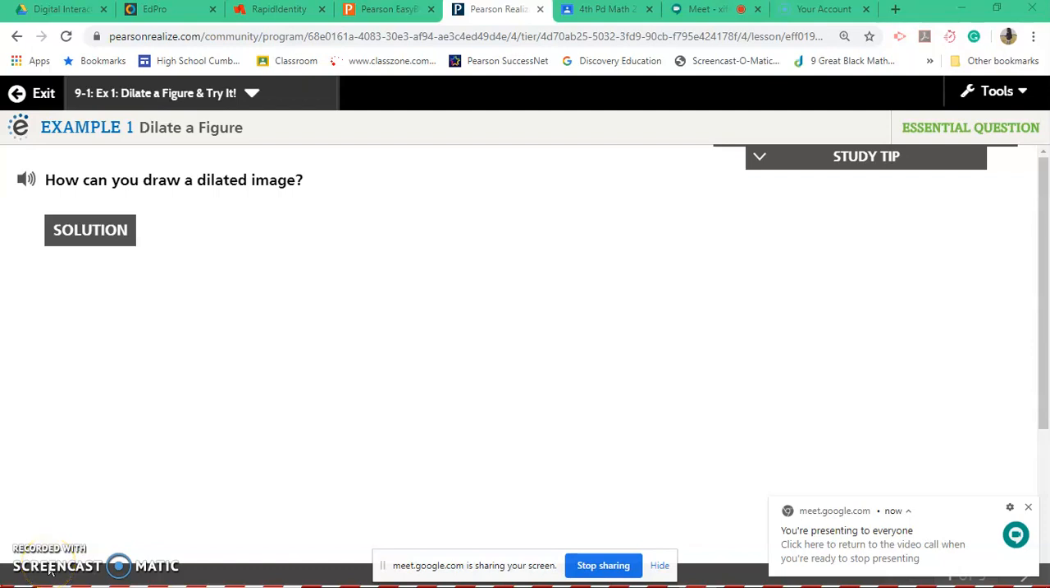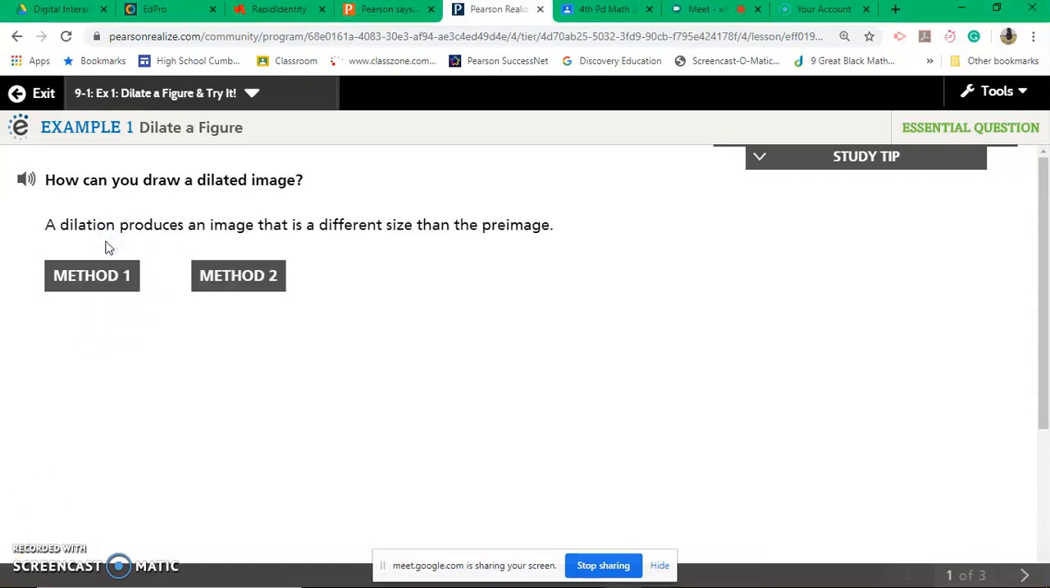Okay. So today's lesson is on dilations, which is when you make an image bigger or smaller. This first example shows us two methods on how to dilate an image. I'm going to give you a third method that you'll be using on a coordinate plane. But this really just shows you the properties behind a dilation.